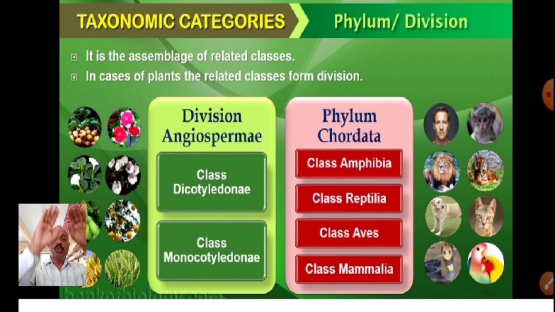Within angiosperms, we broadly classify them into two groups. One is dicot and the second one is monocot, that is dicotyledons and monocotyledons. These are the two classes kept under the same division. That is angiospermy.